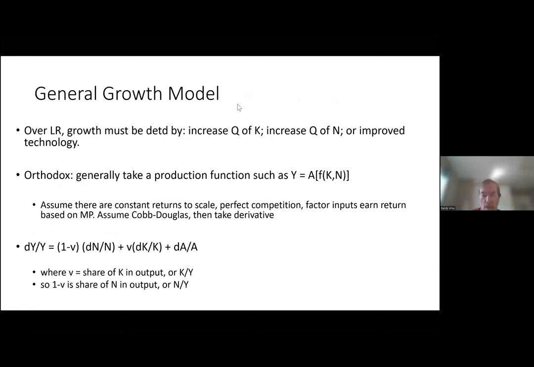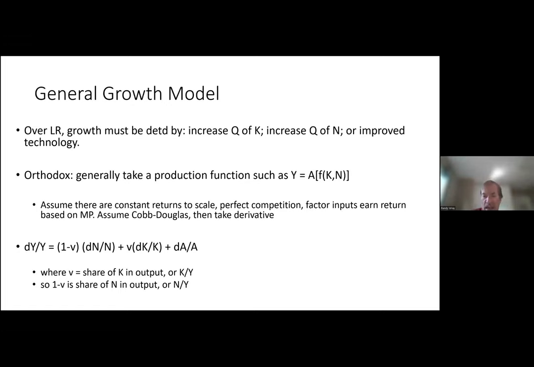So a general growth model is that over the long run, growth must be determined by either you increase the quantity of the factors of production or you improve the technology. So growth can be induced by an increase in the quantity of capital, quantity of labor, or technology. Orthodox economists usually use a production function. So really it's just a micro production function at the aggregate level, where output is equal to A, which stands for technology, times the quantity of capital and the quantity of labor that grow through time.